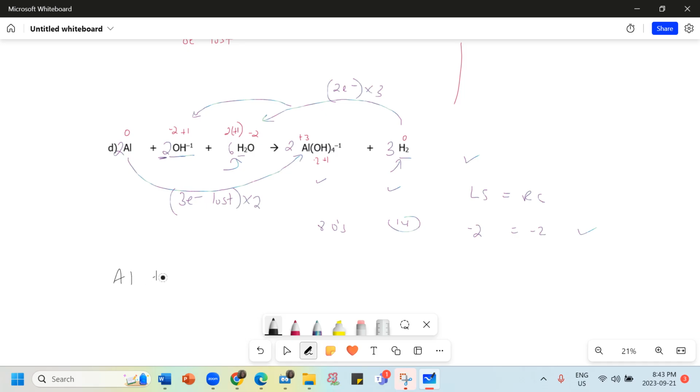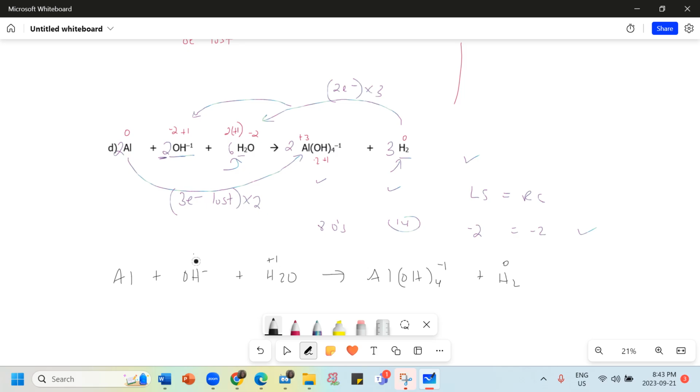Might make it a little tad harder to balance, but I can show you a trick to make that easier. So I'm just going to run through that. So just erase this. Okay, so aluminum plus hydroxide and water goes to Al(OH)4 -1 plus H2. So we know that this is 0 and this is +1.